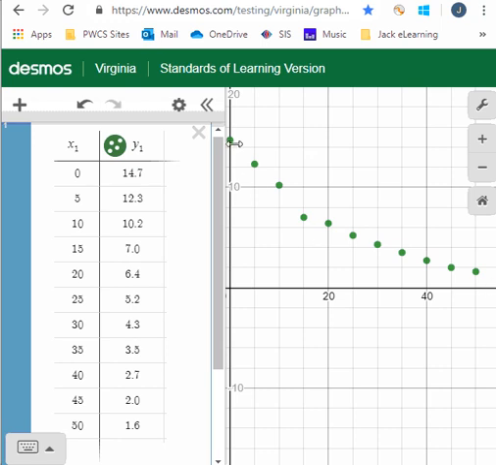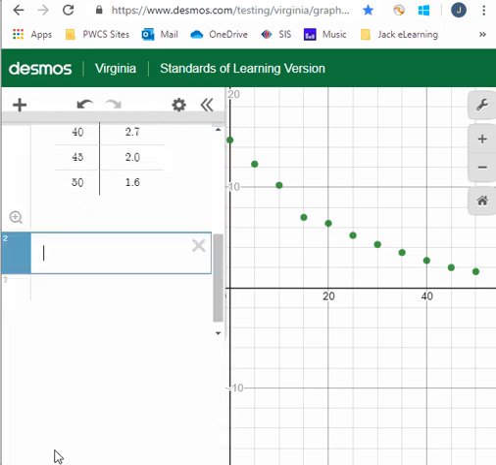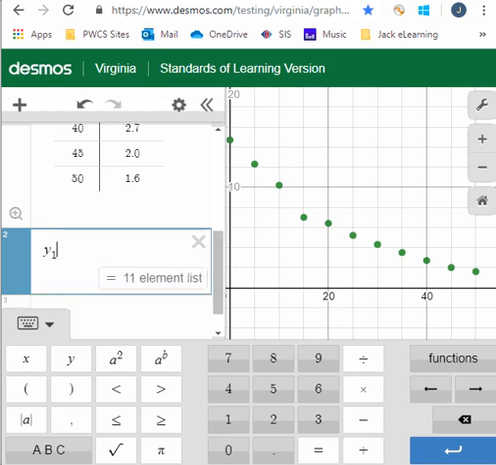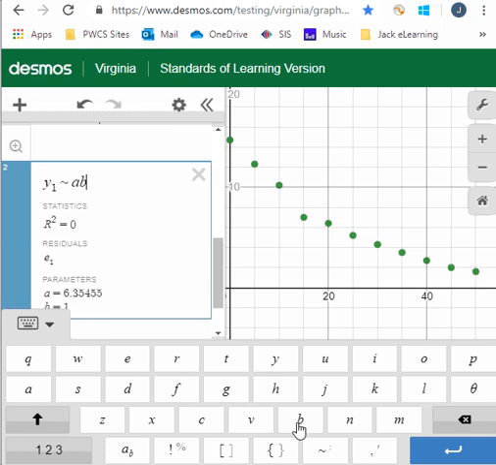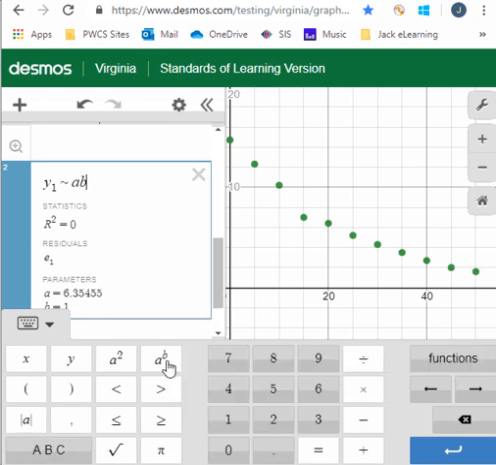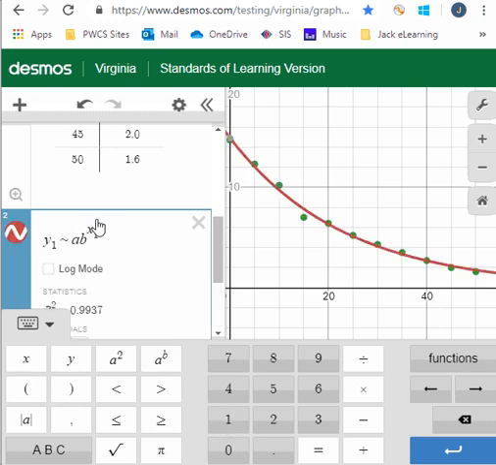In this particular case, we see this graph is not parabolic because there's no indication that this is necessarily going to turn around and start going back up. So when we see that kind of pattern, we're going to use an exponential curve of best fit. We still want to use the y1 and approximately symbol, so that it's going to use a model. Exponential curves are a times b to the x1. Remember, in exponential curves, the x variable is the exponent, which is why it's called an exponential curve.